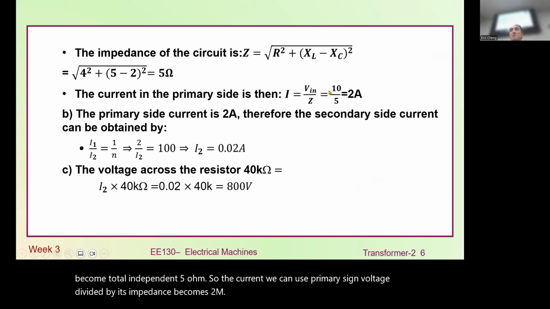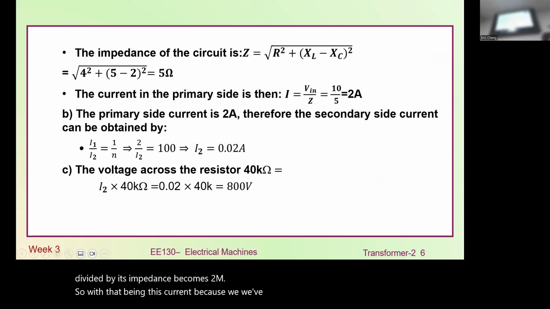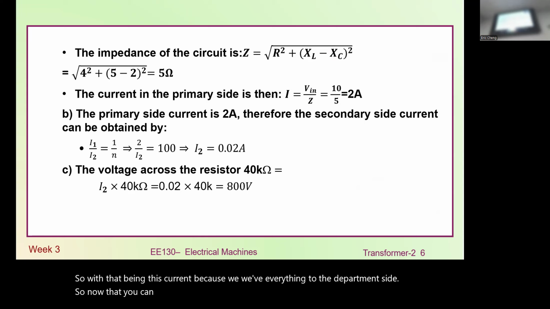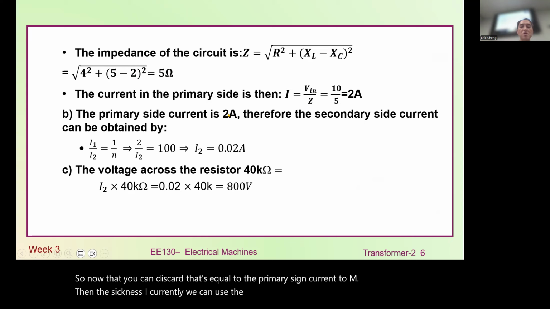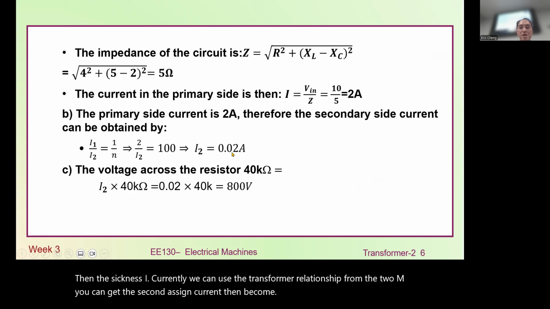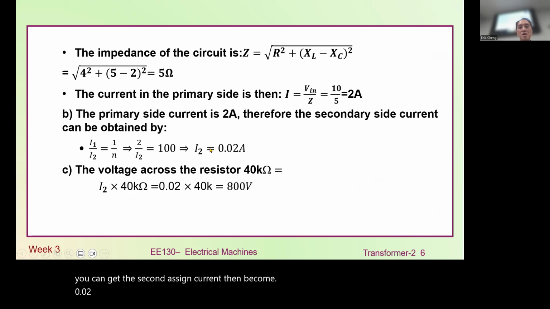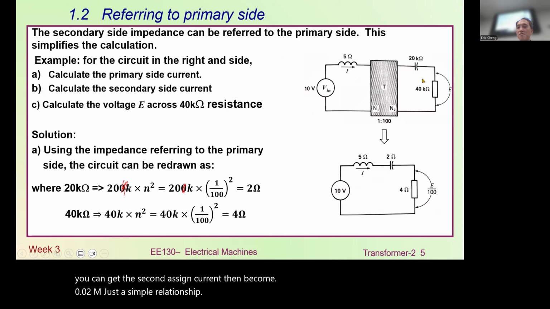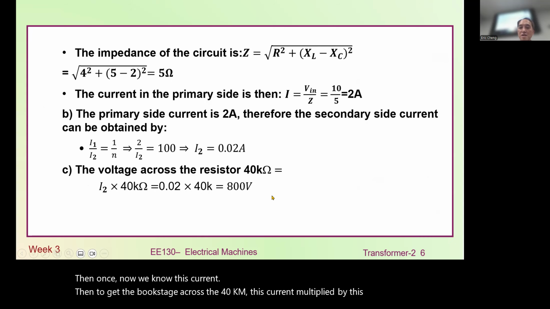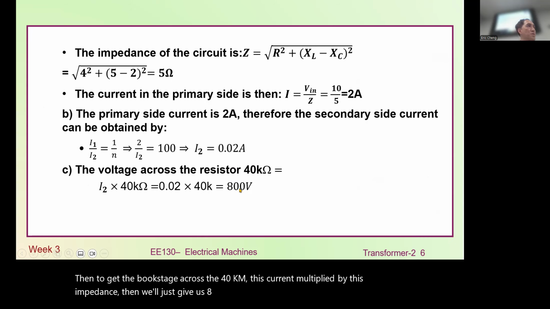That means this current, because we refer everything to the primary side, will just equal the primary side current, 2 A. Then the secondary side current, we can use the transformer relationship from the 2 A, and we get the secondary side current, which becomes 0.02 A, just a simple relationship. Once we know this current, to get the voltage across the 40K ohm, this current multiplied by this impedance will give us 800 volt.